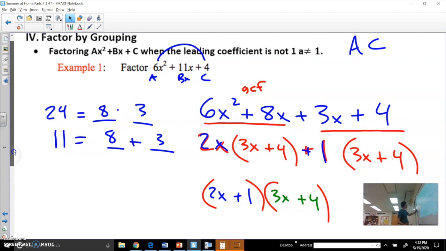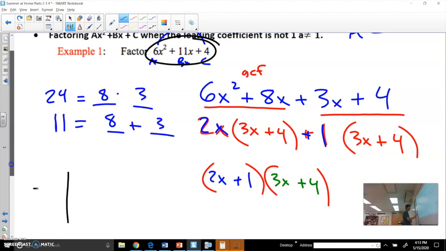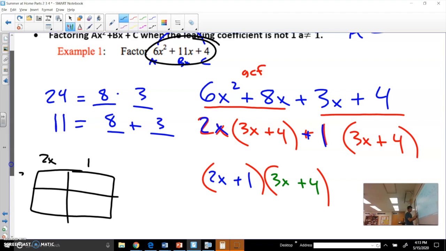So let's take a moment just to check our work. We want to make sure that when you multiply these parentheses together, you get exactly what you started with in the beginning. So I know I showed multiple methods. I think I'll go back and show the box method again. Let's say we're multiplying 2x times 1, and we're multiplying 3x and 4. So we're basically going to multiply each of these together. 2x and 3x makes 6x squared. 3x times 1 would be 3x. Now we're sliding down. 4 times 2x would be 8x. 4 times 1 is 4.